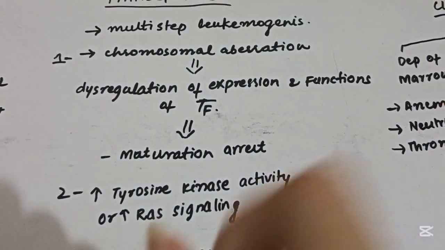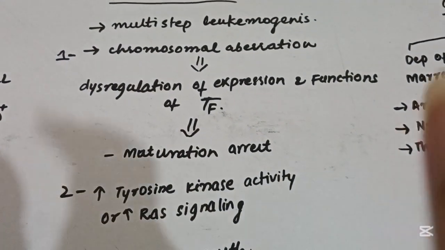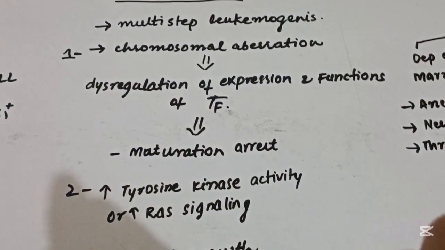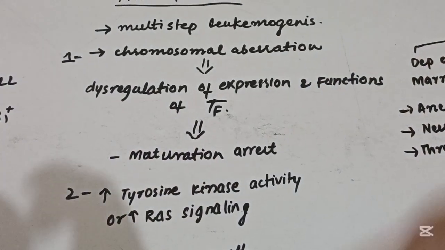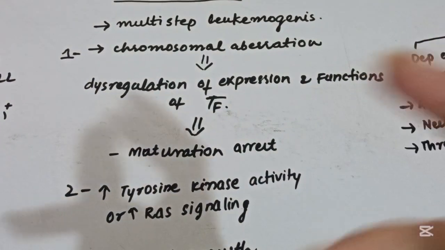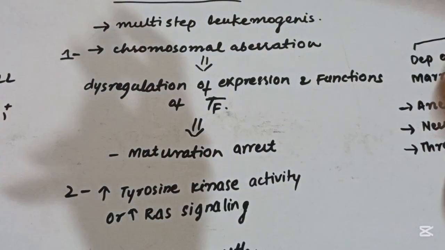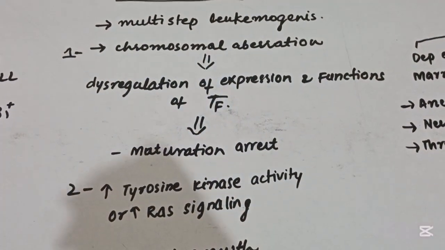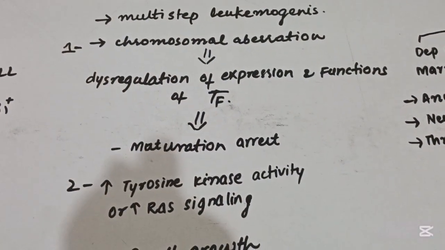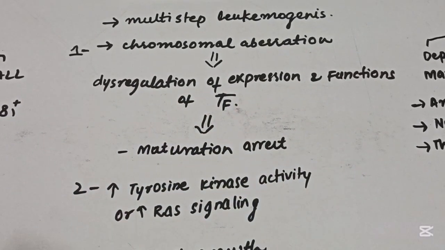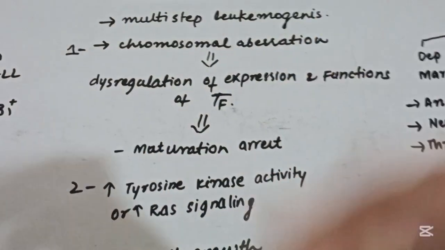Like if I talk about T-ALL, in most of the cases we have gain of function mutation in the Notch1 gene, and this actually encodes a transcription factor that is involved in the differentiation of T cells. Similarly, in case of B-ALL, we have loss of function mutation in the PAX5 gene, and this also encodes a transcription factor which is actually responsible for the differentiation of B cells.